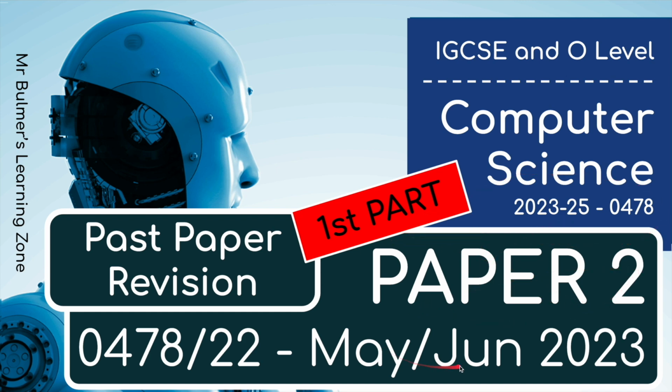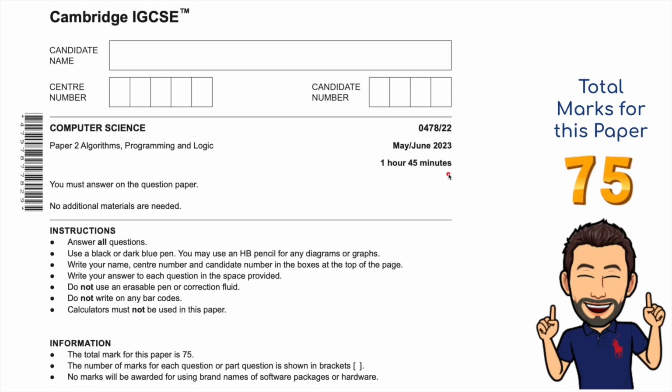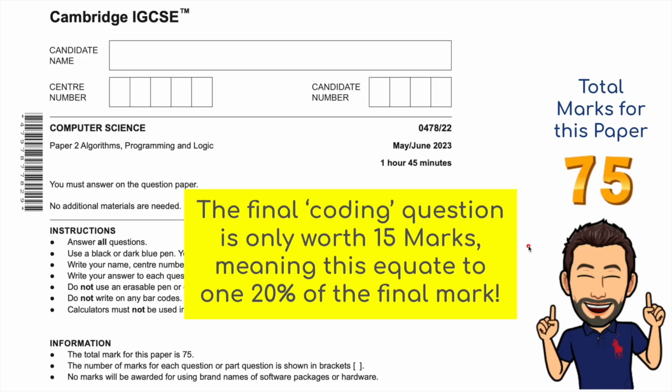This time it is for May-June 2023 and it's for Zone 2, as you can see here, 22. This is the first part and it will take us all the way up to the 15-mark question. So this paper should take us an hour and 45 minutes. It's worth in total 75 marks. As I said before, the last question, the programming coding question, is worth 15 marks.